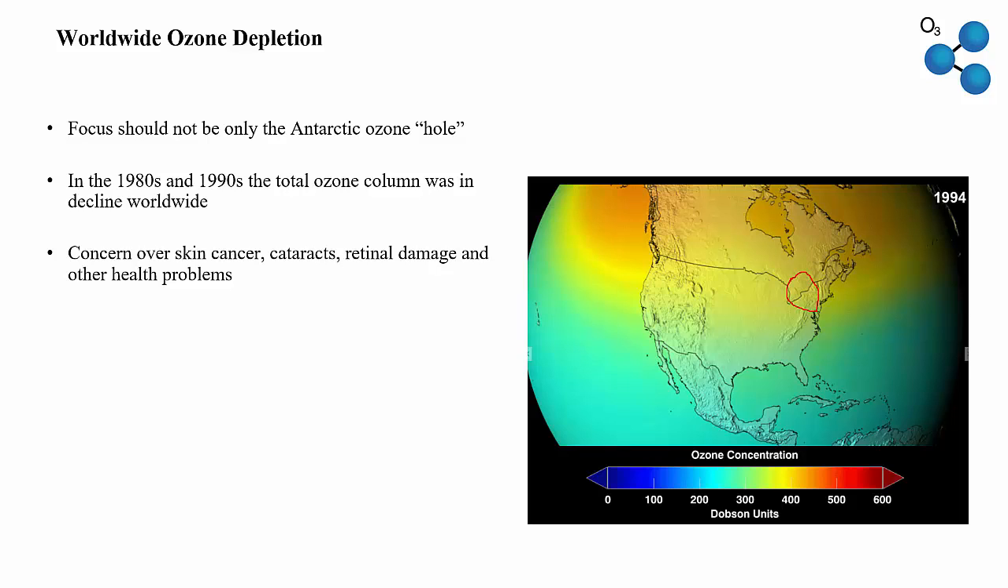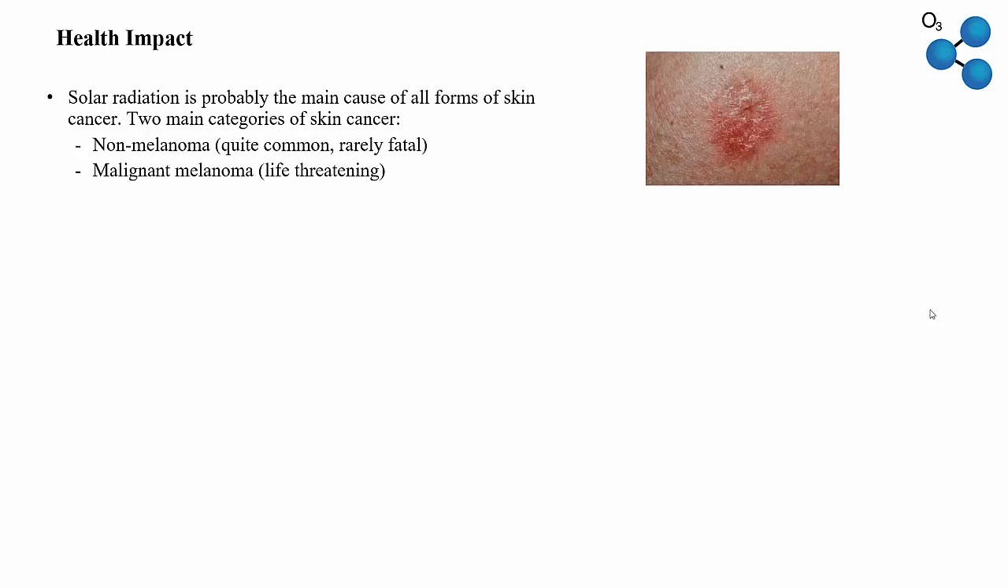Of course, this has an impact on the biosphere. The main impacts of higher UV levels from a human perspective are skin cancer, cataracts, eye damage, and other health problems. Increased exposure to UV has been linked to immune system suppression. In terms of health impacts on humans, the medical literature shows that solar radiation is probably the main cause of all skin cancers. There are two main categories of skin cancer: non-melanoma, which is quite common but rarely fatal, and malignant melanoma, which can be life-threatening.